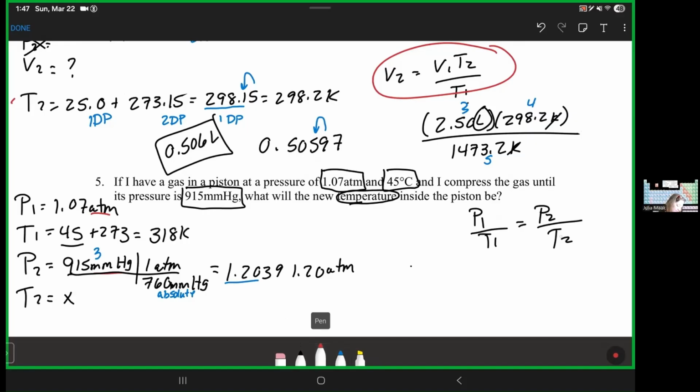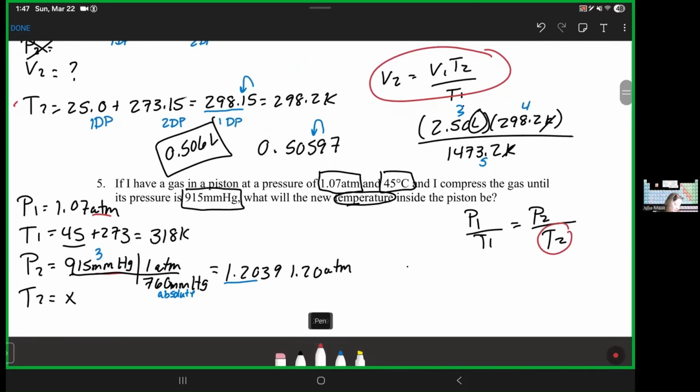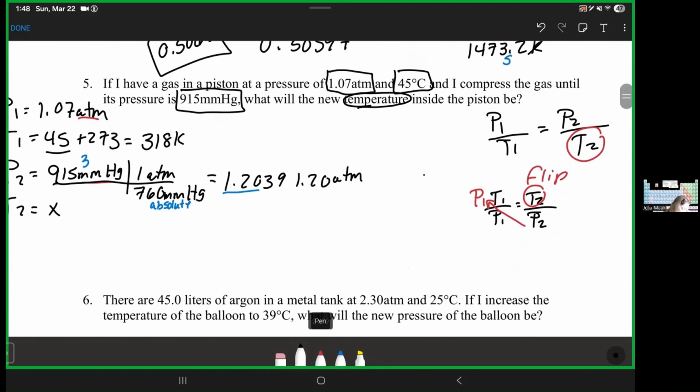I am isolating for T2. So it's on the bottom, so we're going to flip the equation. Okay, T1 over P1 equals T2 over P2. We're isolating for T2, so we're going to move P1 to the top on the other side. Okay, so I get that my T2 is equal to my T1, P1 over P2. Oh, my P2 is on top, and my P1 is on the bottom.